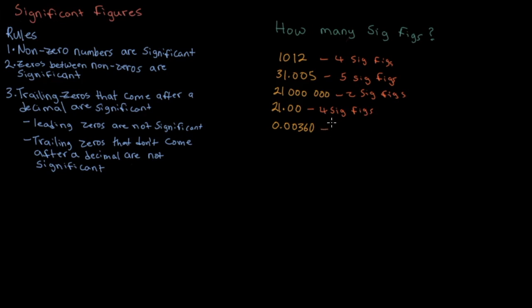And how about this one? 0.00360. How many significant figures are there? Well, remember that trailing zeros are not significant. Oh, sorry, leading zeros are not significant. So these first 3 zeros don't count. We're not going to count them as significant figures. The 3 and the 6 are non-zero, so they will be significant. And then this 0 will also be significant, and the reason why is because it comes after a decimal, which is here. So this number right here would have 3 significant figures.